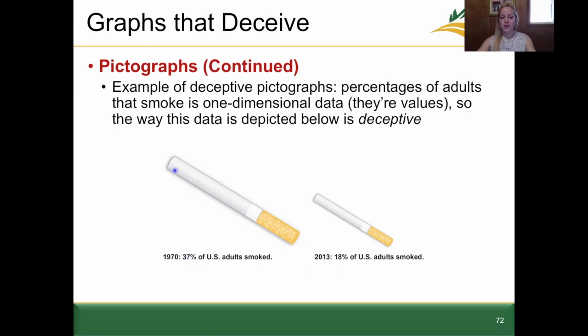Yet when we represent this data using pictures of cigarettes, the statisticians here, or the artists who made these images, are sort of deceptively displaying 37% versus 18% by showing a very large cigarette versus a smaller cigarette. So again, these pictures don't really tell us numbers, they're making an impression on us visually. These pictographs are just one way that data can be displayed deceptively.